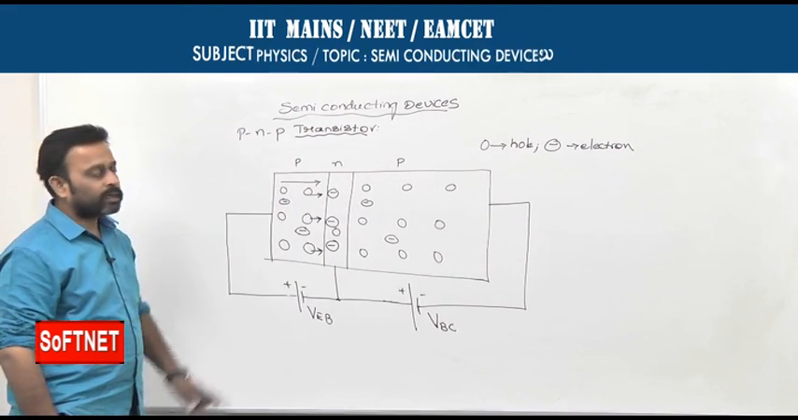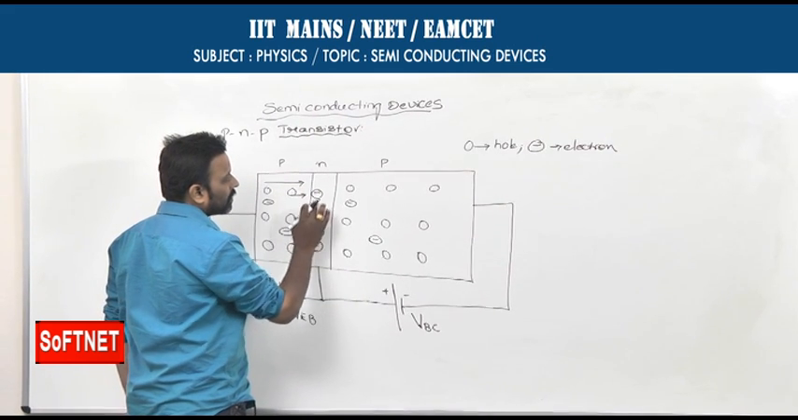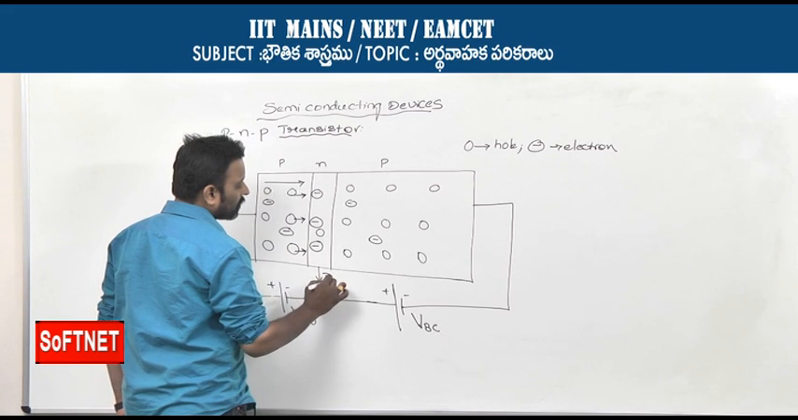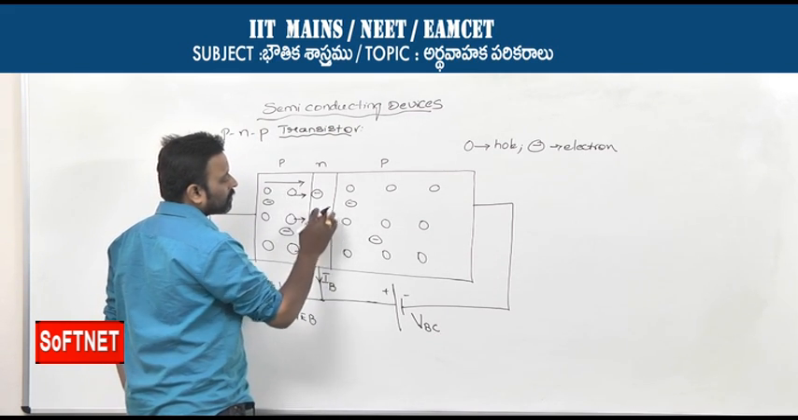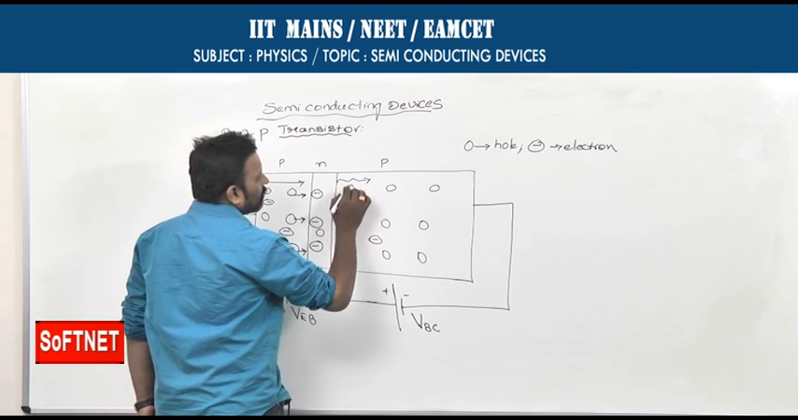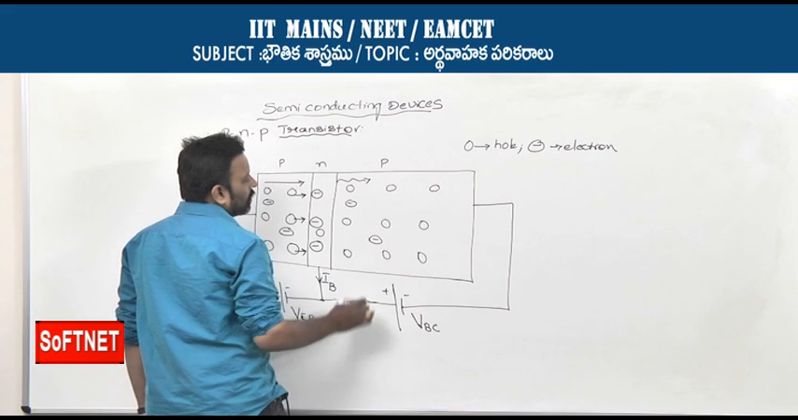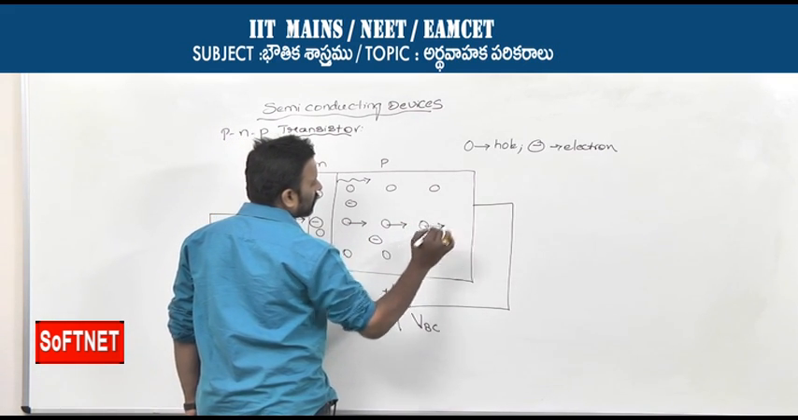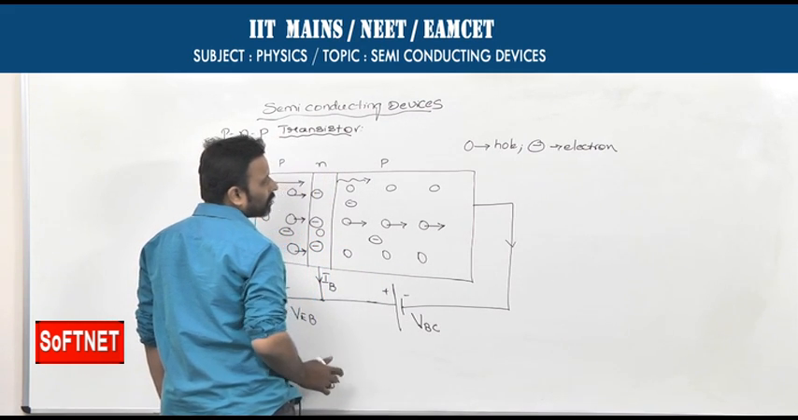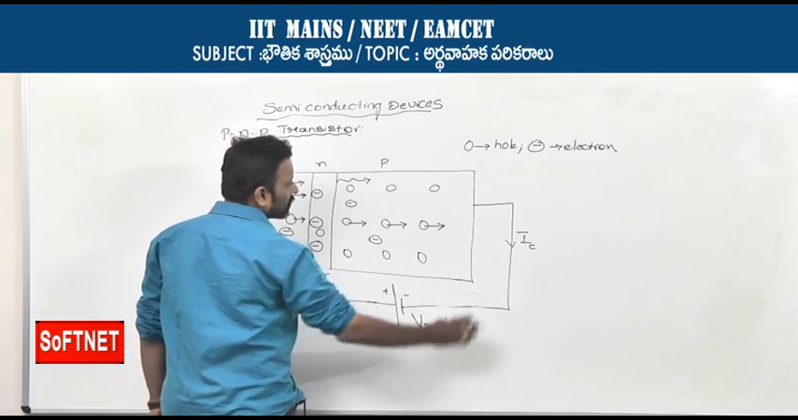These holes enter into the base, where a maximum number of holes combine with the fewer electrons present in the base, where they get neutralized, producing a small base current IB. Still some more holes are left over. These holes enter into the collector. Again, the collector is of P type, in which the majority charge carriers are holes. All these holes in the P type collector are attracted by the negative polarity. They move towards the negative terminal, giving a large collector current IC. So IB is the base current and IC is the collector current.